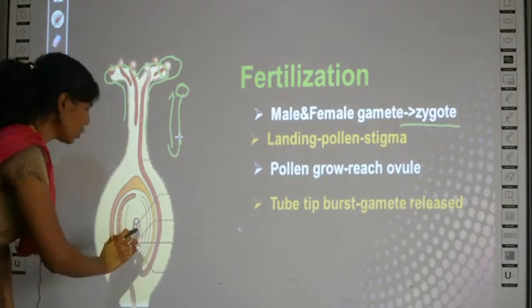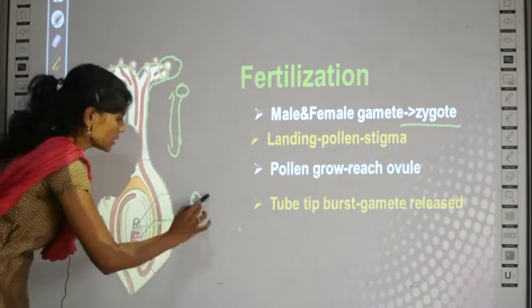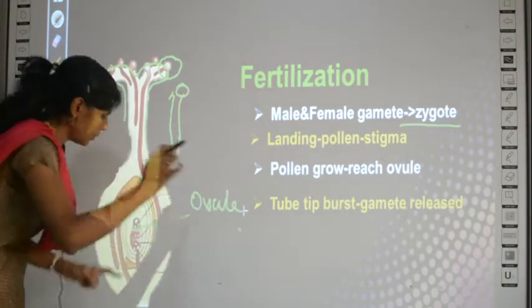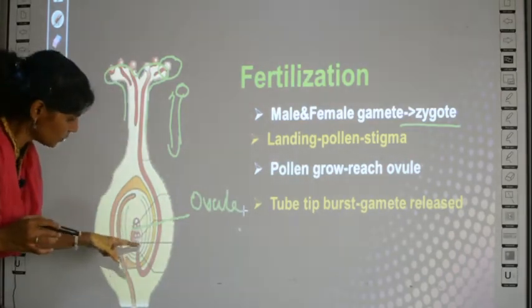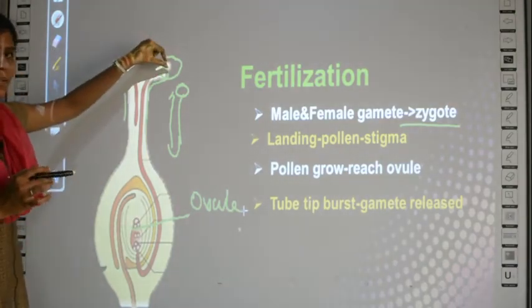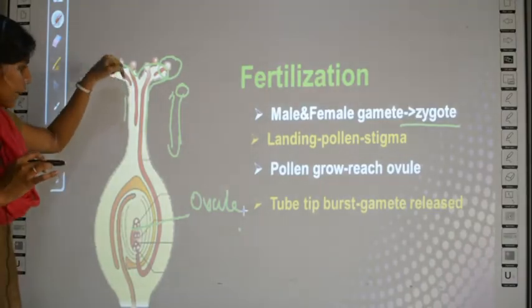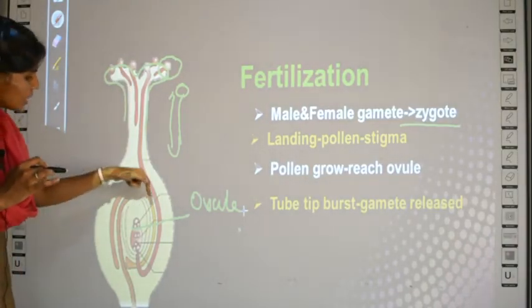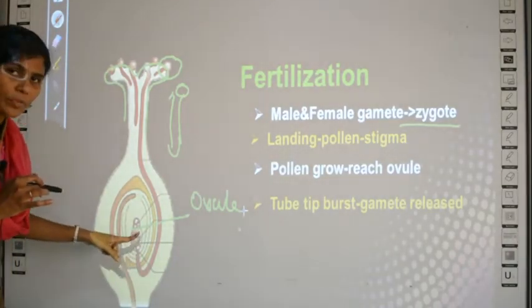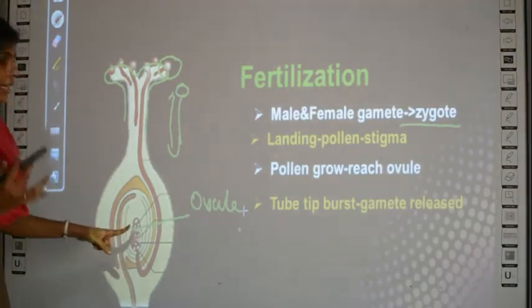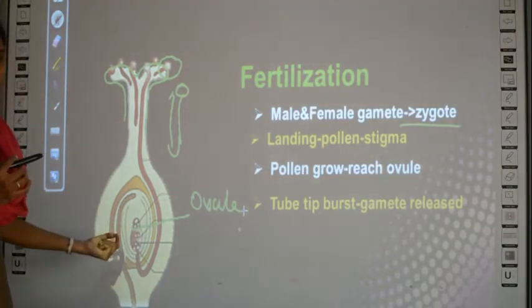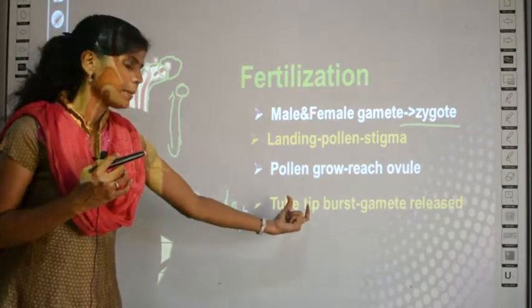Which is the ovule? This is the ovule, right? So, this structure is the ovule. So, pollen grains land on the stigma, a pollen tube is formed, and this tube grows down until it reaches the ovule. What next? After it reaches the ovule, the tube tip bursts.